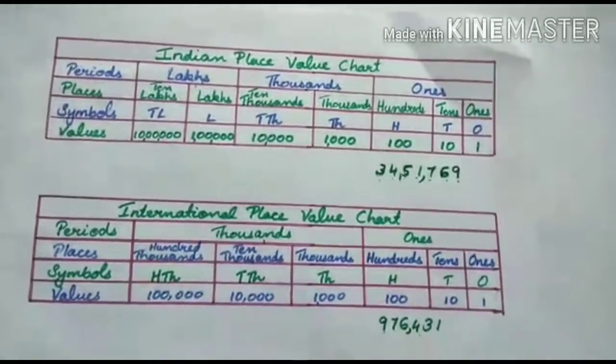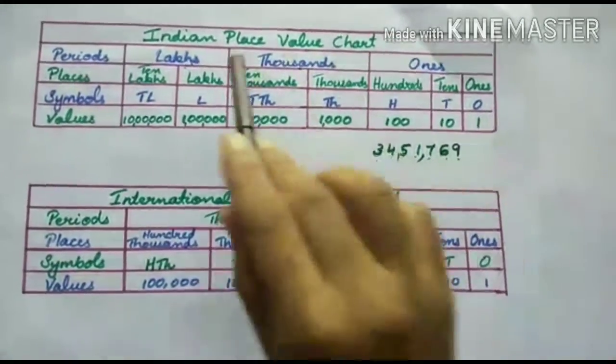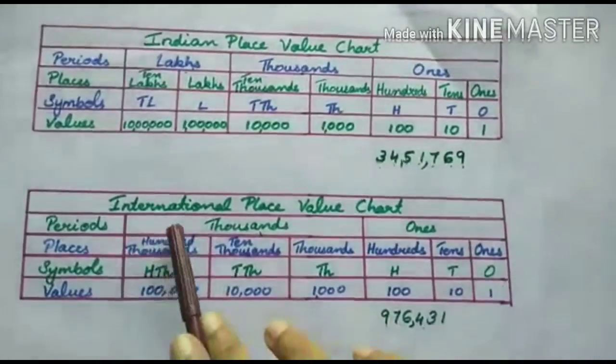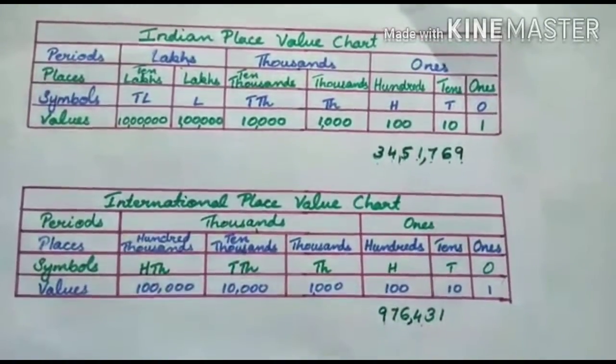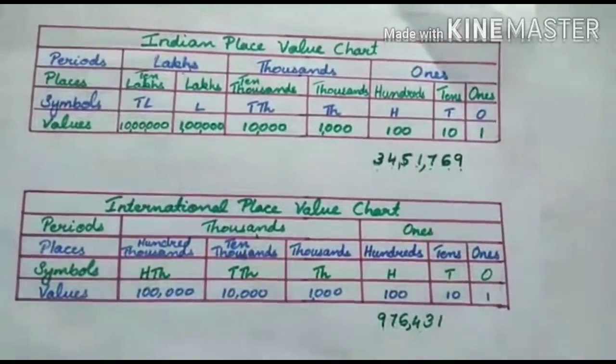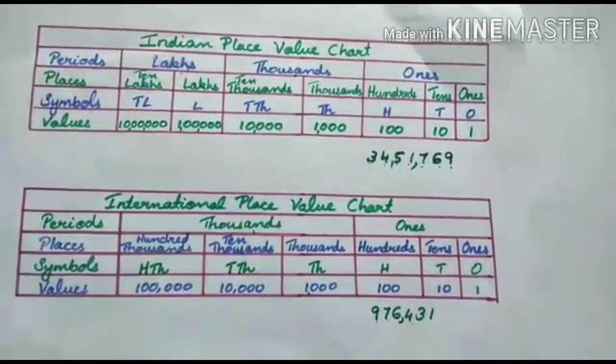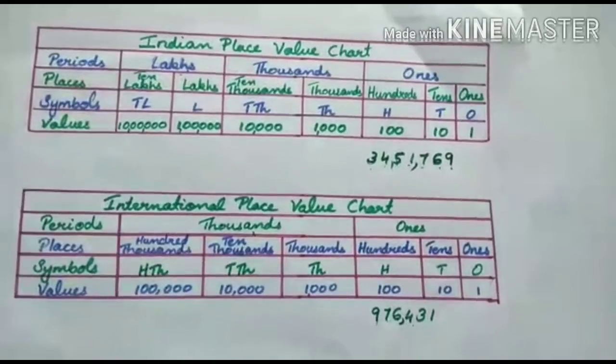Today's topic is the Indian place value system and the international place value system. Students, here you can see two charts. One is the Indian place value chart and the other is the international place value chart. Most countries use the international place value system. In our country, we use the Indian place value system.